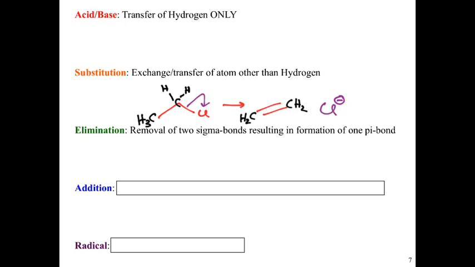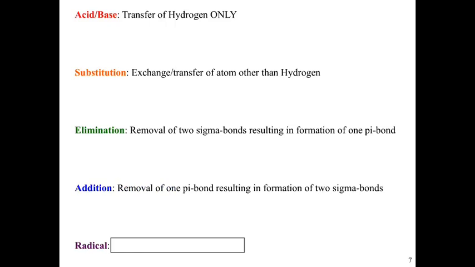What's the definition of addition? Removal of 1 pi bond, resulting in formation of 2 sigma bonds. Okay. Removal of a pi bond, formation of 2 sigma bonds. Awesome definition. I think that's exactly what I wrote. Cool. Can someone give me a different answer?